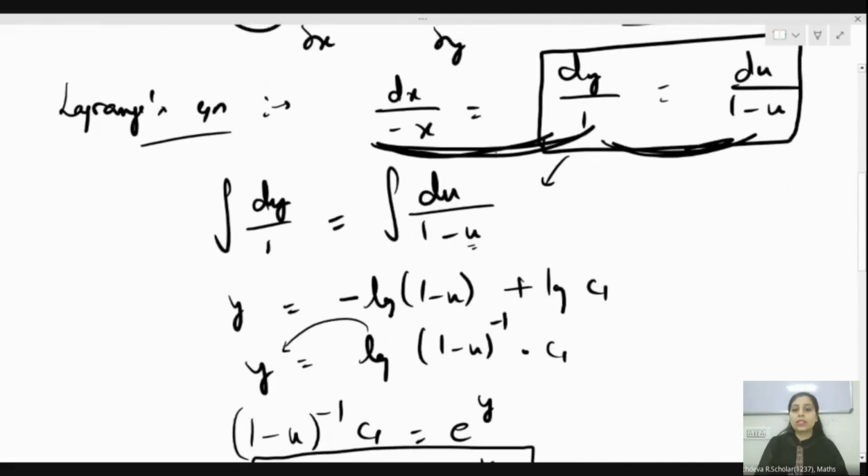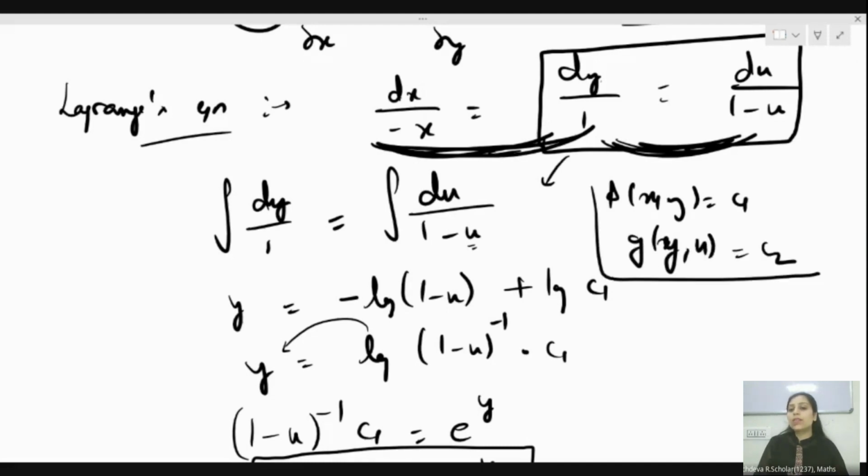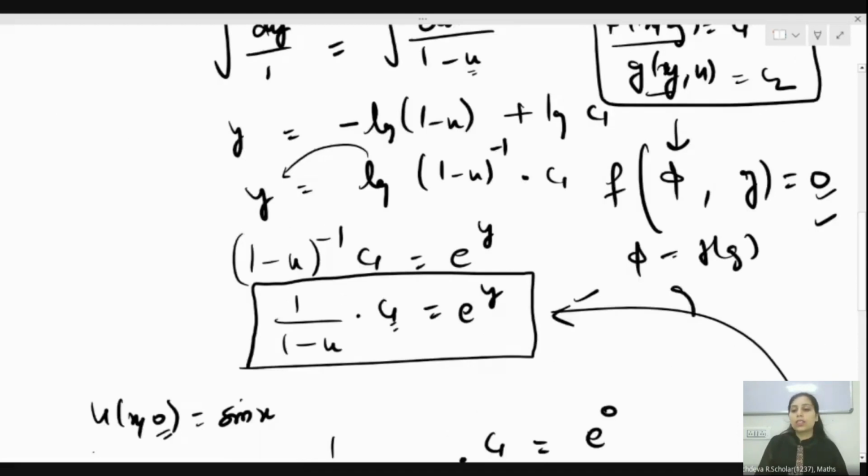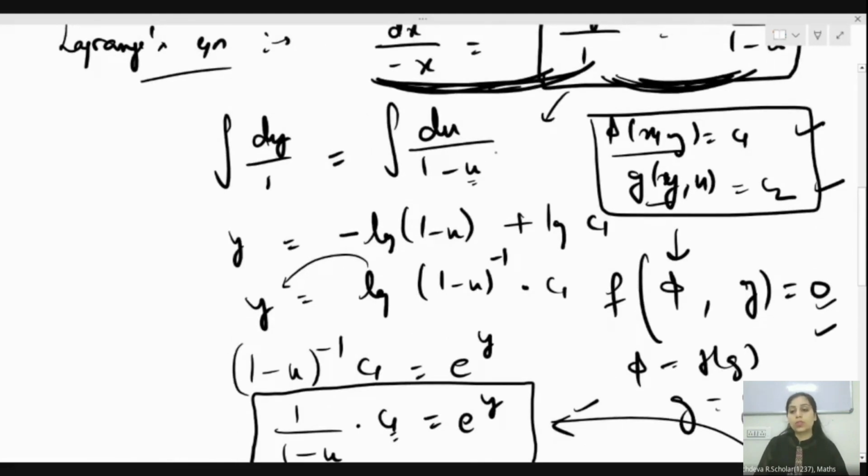Say from the first we get phi(x, y) is equal to c1, suppose, and from this we get another, say g(y, u) as a function of y and u is equal to c2. Then we can write the general solution as a function containing these two, phi and g, equal to 0. Or we can write phi is equal to f of g. This can also be the solution. Or we can write g is equal to a function of phi. So these two solutions can be written combinedly to get the final solution as one of the three types.